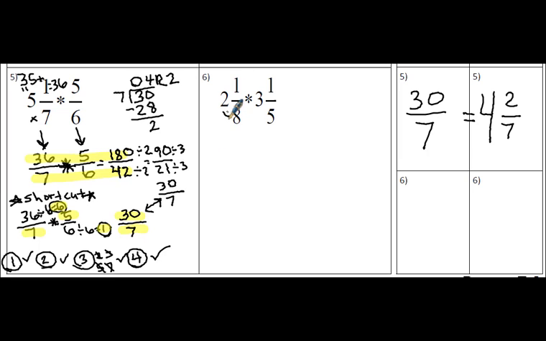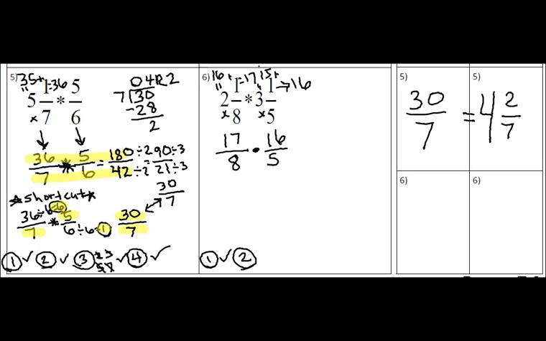Now, step 1 is going to be to change both of these to fractional form. 8 times 2 is 16, plus 1 is 17. So 2 1/8 is equal to 17/8. And if I do 5 times 3 is 15, and 15 plus 1 is 16, I see 3 1/5 is equal to 16/5. Now I am done putting them in fractional form. Step 2 is to multiply across the numerators and across the denominators.